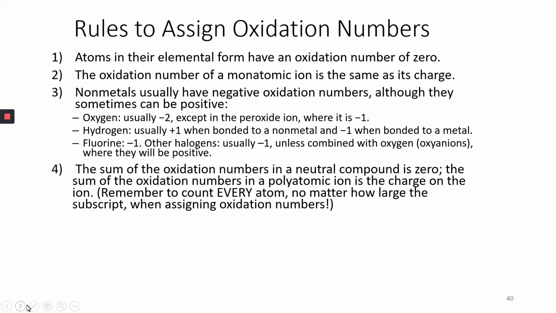Hydrogen will mostly be +1 unless you are bonded to a metal. If you're bonded to a metal, then hydrogen will be -1. Fluorine is -1, as well as other halogens are usually -1, unless they're combined with oxygen. Then they will be positive. And in a compound that is neutral, the sum of your oxidation numbers must equal 0. Or if you have a polyatomic, the sum of the oxidation numbers must equal the charge on the polyatomic ion.